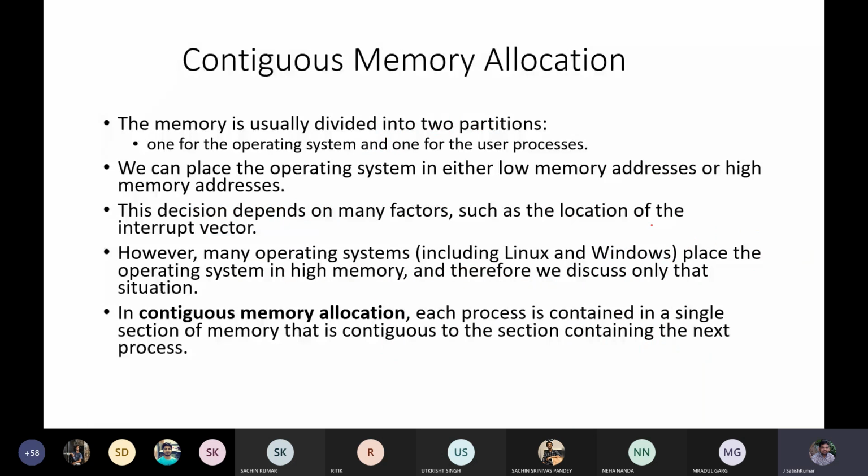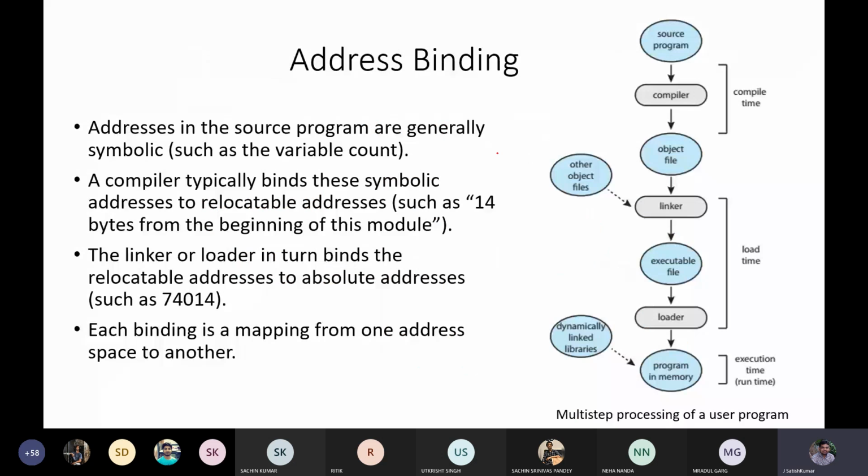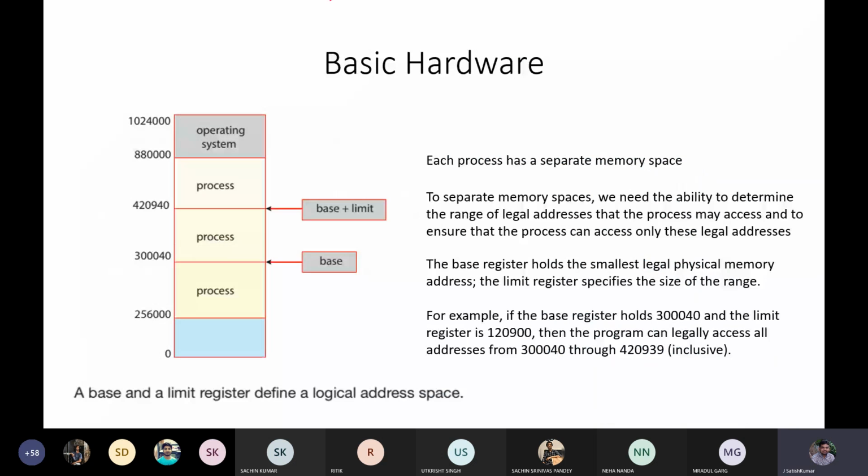Usually the memory is divided into two partitions, one for the operating system and one for the user programs. As I told, even in the first slide, some part of this memory will be occupied by the operating system. Then these are the user processes. Always some part of memory will be occupied by the operating system. When an operating system starts, the memory allocated for the operating system will be on the top of the memory or on the bottom of the memory.